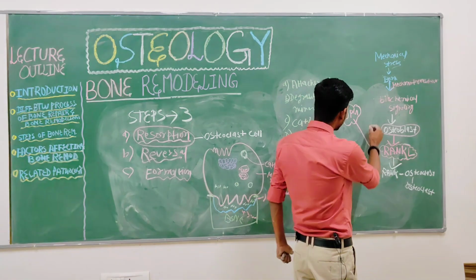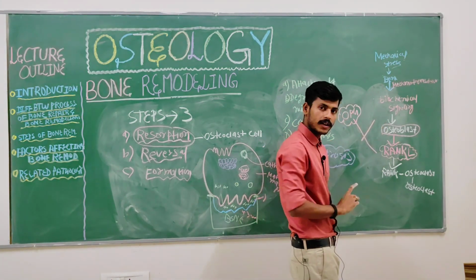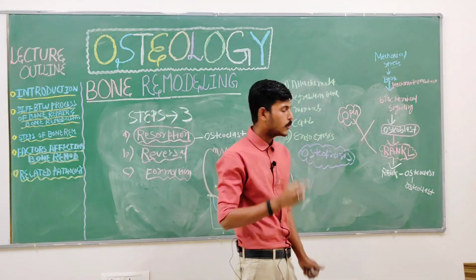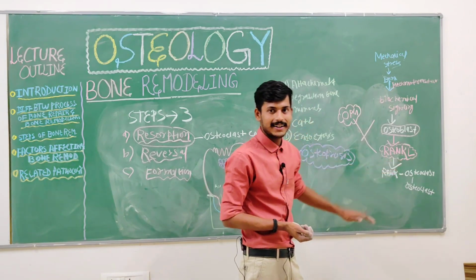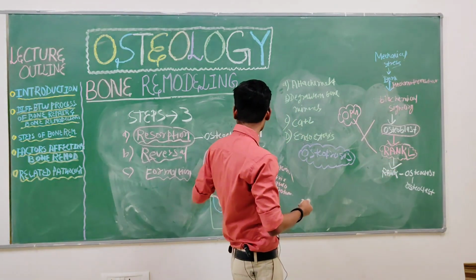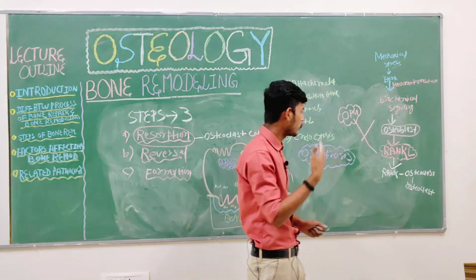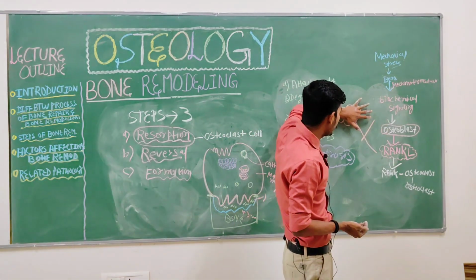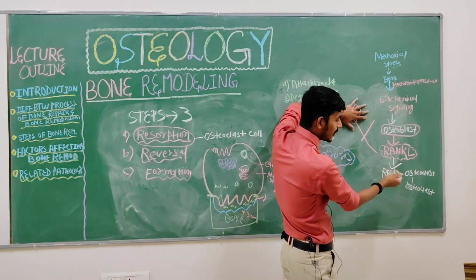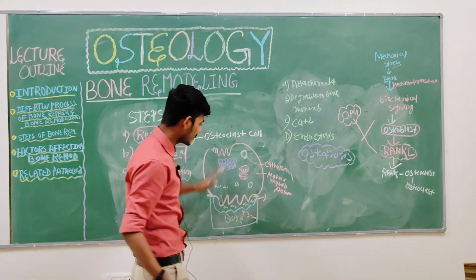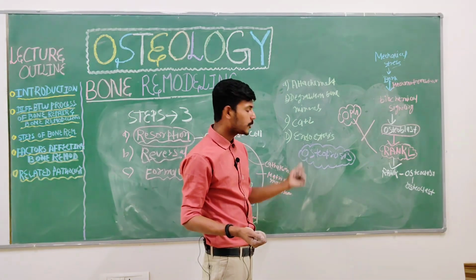Okay, so there is one proper ratio of OPG and RANK that decides whether the bone will have the normal remodeling process or undergo a pathological process. If there is less OPG, it means there is excessive RANKL binding with the osteoclast. Now the osteoclast continues digesting the bone minerals and the bone becomes weak, resulting in osteoporosis.